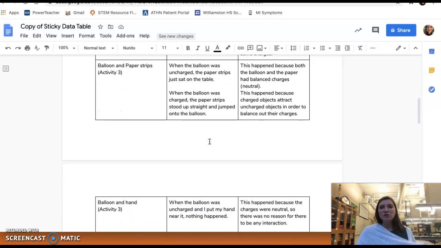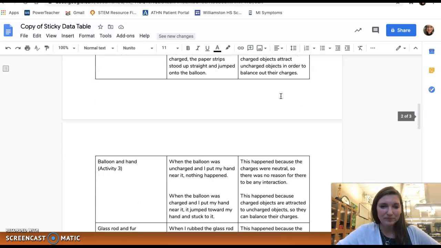So then we had the balloon and the paper strips. When the balloon was uncharged, the paper strips just sat on the table. This happened because both the balloon and the paper had balanced charges, so there was no reason for them to interact. They were neutral. But when the balloon was charged, the paper strips stood up straight and jumped onto the balloon. This happened because charged objects attract uncharged objects in order to balance out their charges.